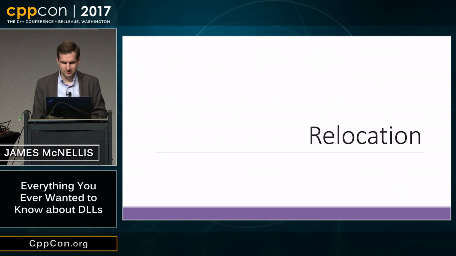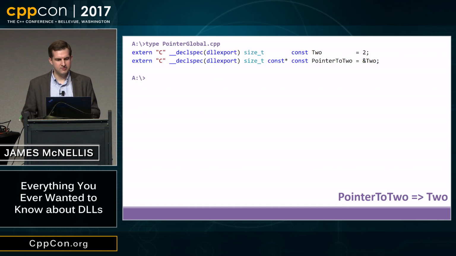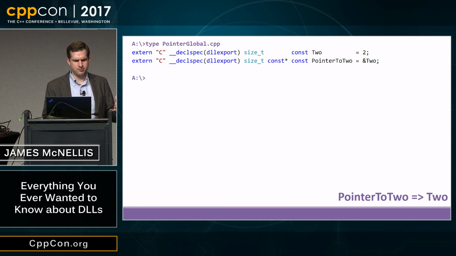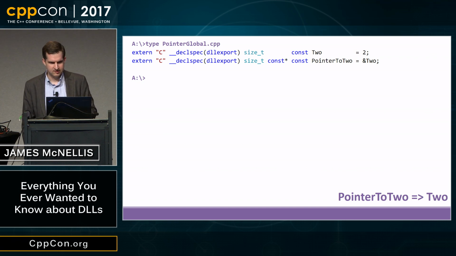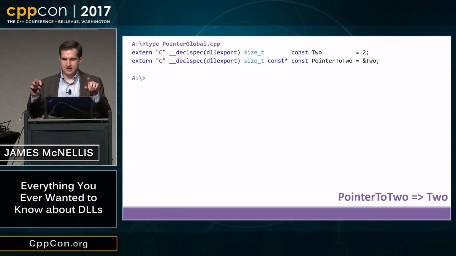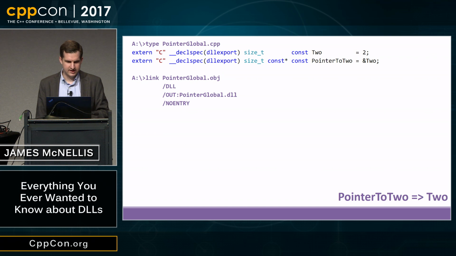So next up, it has to do relocation, potentially. Let's say we have another little DLL we're going to write. In it, we've got two global variables, and I've exported them just so that we can get their addresses very easily in the next slides. First, we've got a global variable named 2, which is just an integer with the value 2. And then we have a global pointer variable that just holds the address of that. And we link it.